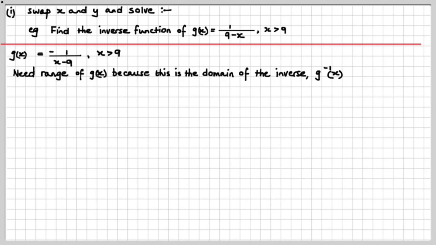We do need the range of g of x before we do the swapping, because this is going to be the domain of the inverse, and because they asked us for the inverse function, not just the rule, we have to supply the domain.